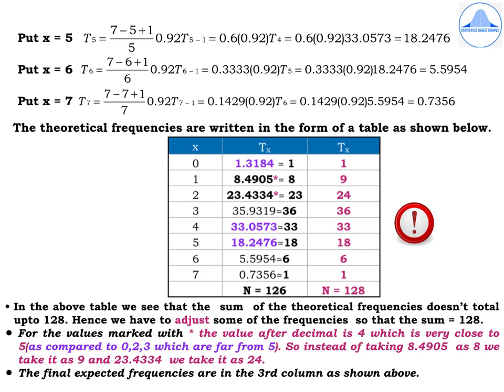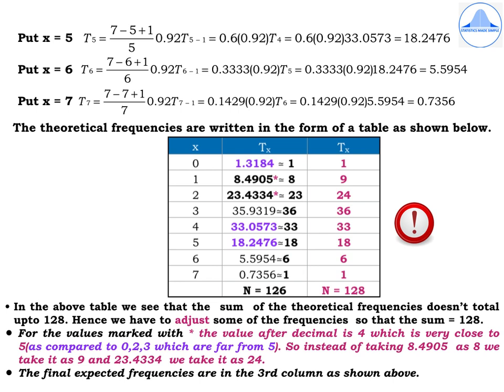Now, if you take 1.3184, the value after the decimal is 3 and it is 2 values away from 5. And if I choose 33.0573, the value after the decimal is 0, which is 5 values away from the number 5. Similarly, if I take 18.2476, the value after the decimal is 2. And 2 is 3 values away from 5.